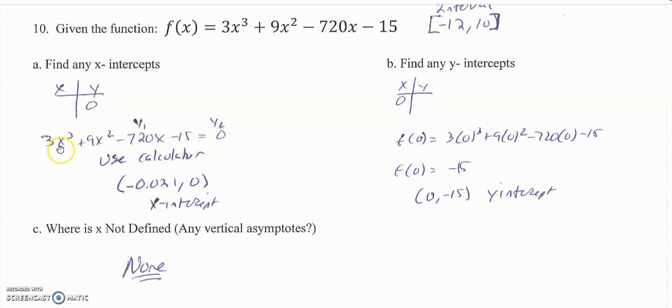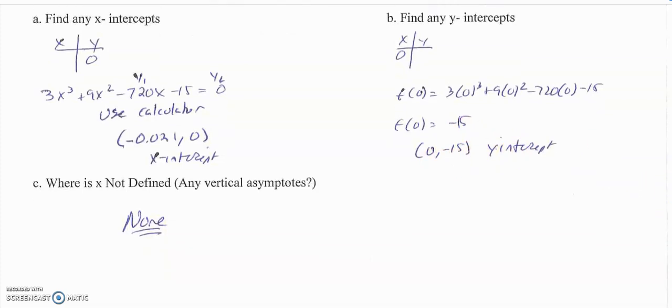If you plug the original in y1, 3x cubed plus 9x squared minus 720x minus 15, and y2 set 0 in an appropriate window, which I'll show below, you find that the intersection is negative 0.0210. That would be your x-intercept. To find the y-intercept, you make x 0. So if I plug 0 into the original, remember x-intercept and y-intercept go back to the original, you get negative 15. So we have a y-intercept at 0, negative 15.